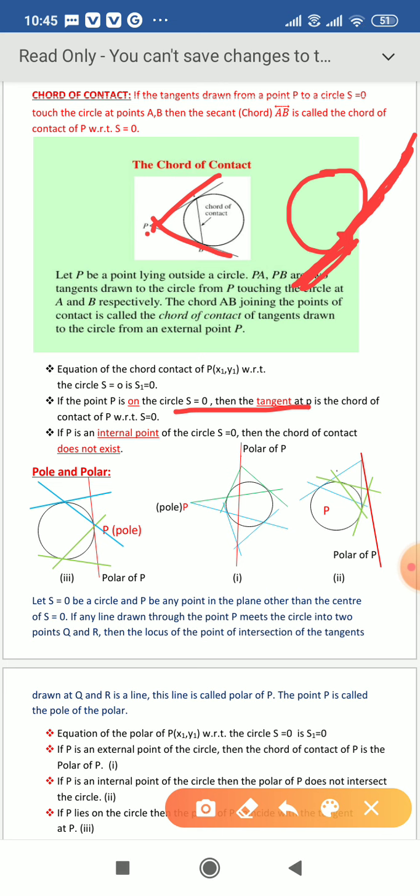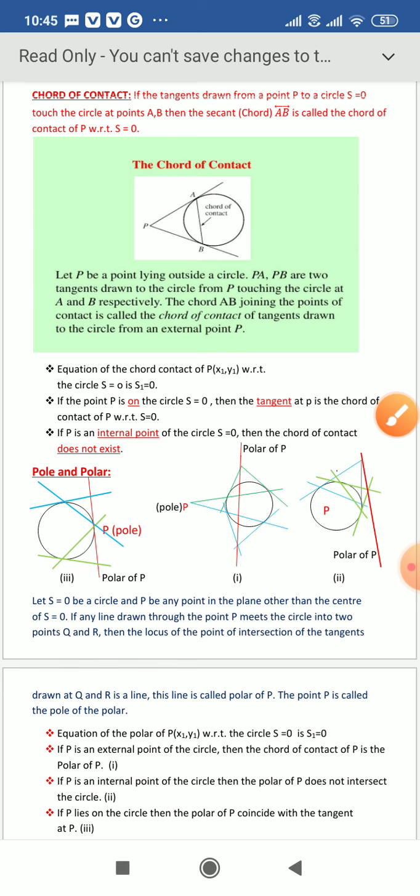If P is on the circle S equals 0, then the tangent at P is the chord of contact of P with respect to the circle. So the equation of the chord of contact and the equation of the tangent at P are the same formula: S1 equals 0. The equation of the chord of contact of (x1, y1) with respect to the circle S equals 0 is S1 equals 0. If the point is on the circle, the tangent is the chord of contact.